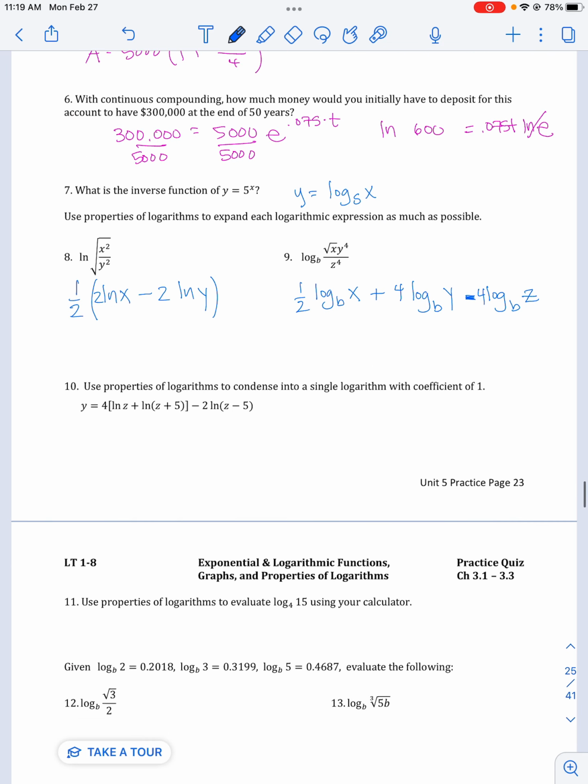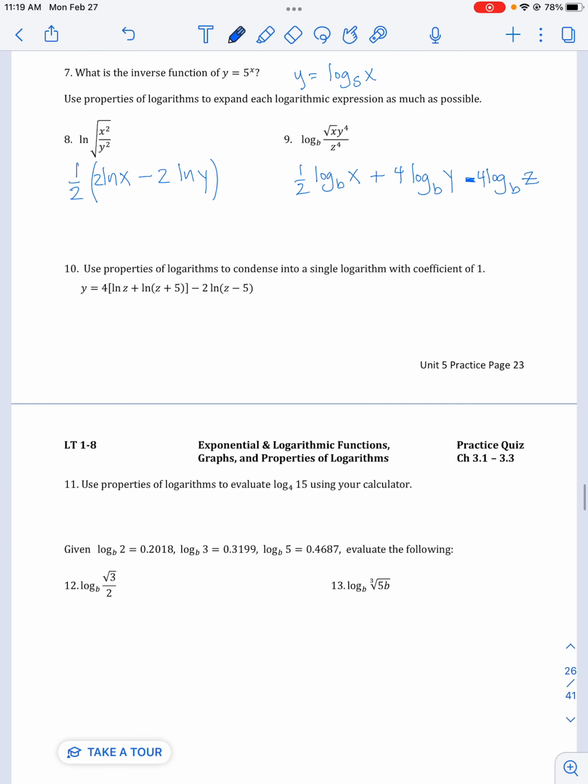For number 10, I'm using the properties of logs to condense into a single logarithm with a coefficient of 1. Okay, so now I'm condensing, and let's get started. It looks like the natural log of z plus the natural log of z plus 5, those are separated by addition, so they're going to be put together by multiplication. The z plus 5 is one term, so it just stays z plus 5. Now there's a 4 out in front, so I'll raise this whole thing to the 4.